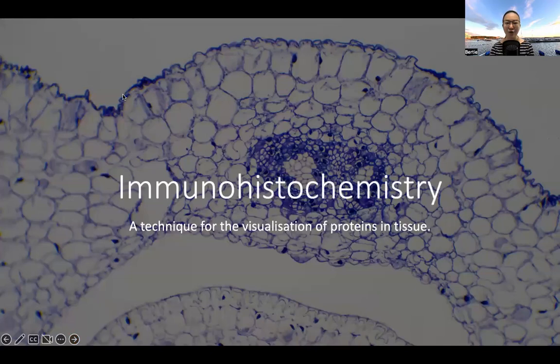What is immunohistochemistry? It is a technique for the visualization of proteins in tissue. Immunohistochemistry. We should remember that.